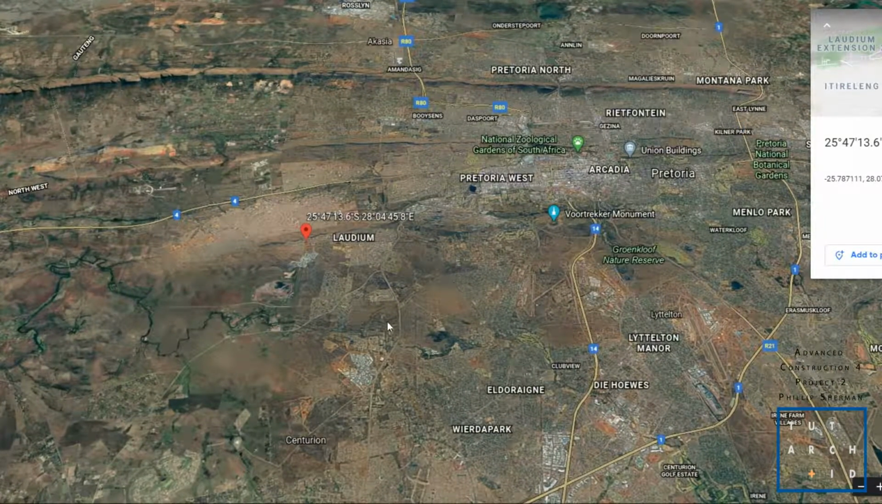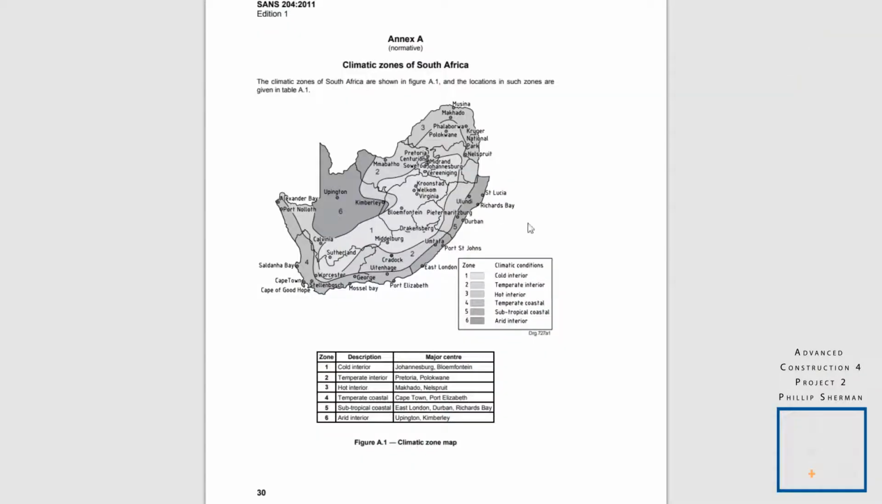For today's exercise, I will be doing all the calculations according to Johannesburg's climatic zone. That is where I am currently sitting in Johannesburg. But for the site itself, you need to identify in what climatic zone the site sits. So here is a breakdown of the climatic zones of South Africa. I am in Johannesburg, so my climatic zone would be 1. You would have to identify where the site is and in what climatic zone you sit.